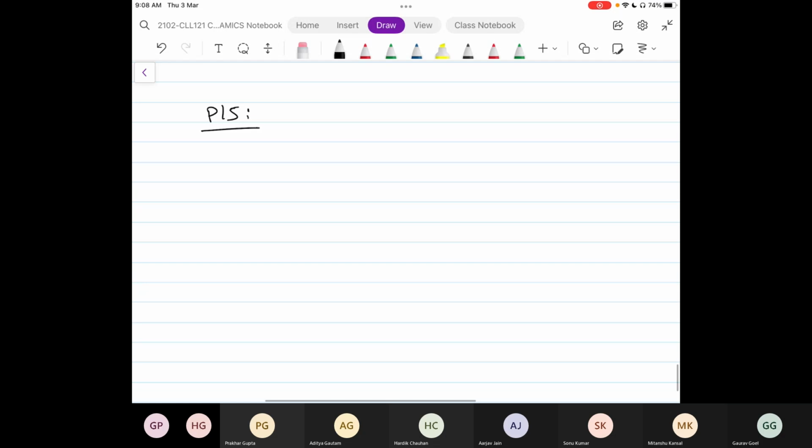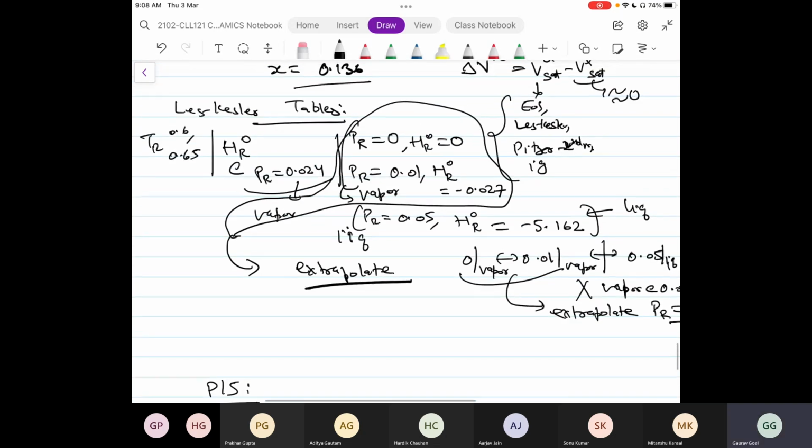So how did we know that 0.024 was a vapor? Number one, the value was very high. So these are the values which I will not see for vapor states.